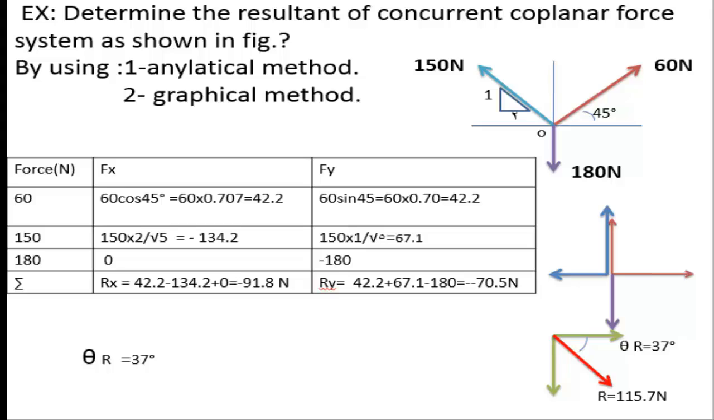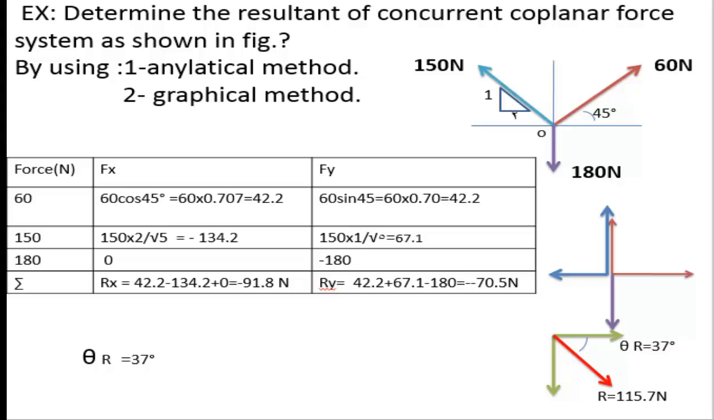And then the Fy of it will be equal to 150 cross 1 over root 5, and it will be equal to 76.1 Newton. Then the force 180 Newton, its Fx is 0, and Fy is minus 180.